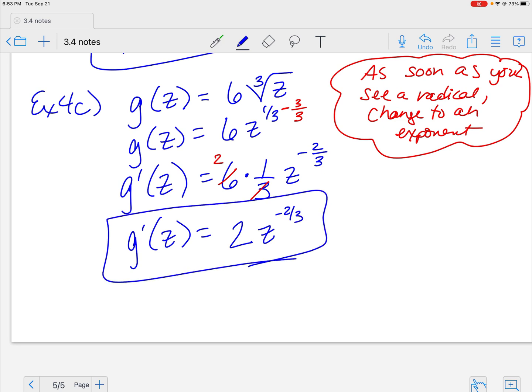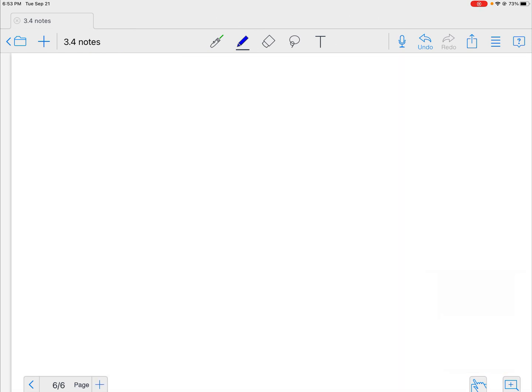Just leave it as an exponent in your final answer, because that will help you going forward. There's no need to try to change that back to a radical and put it in the denominator. Leave it as an exponent because we can work with exponents. If you start trying to change it up, then we can't work with it as well.